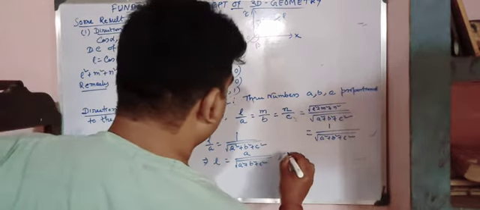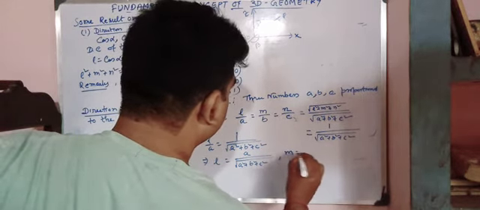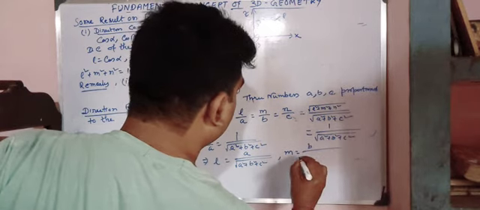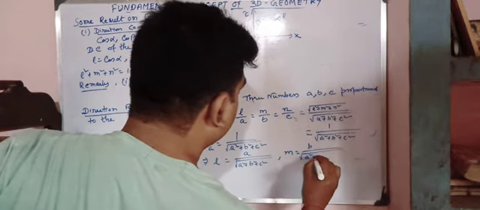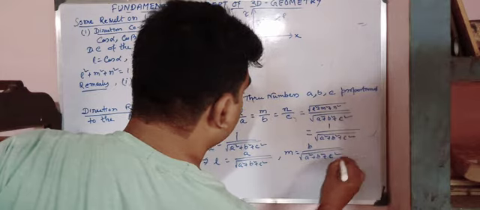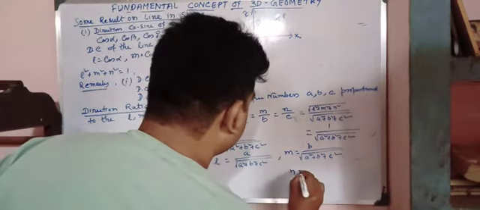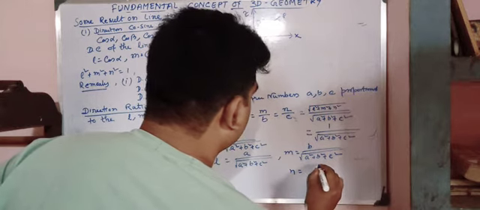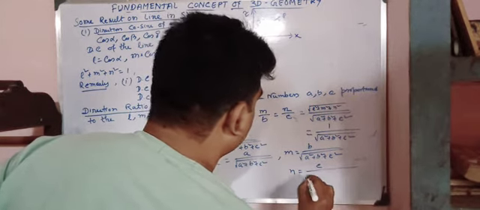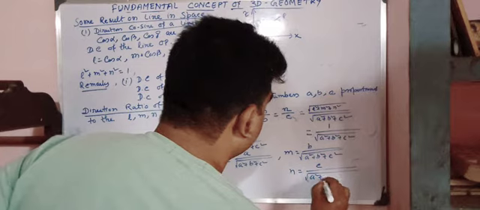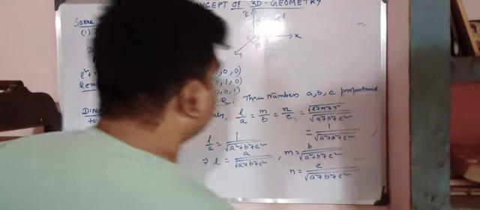Similarly, M is equal to B by root over of A square plus B square plus C square, and N is equal to C by root over of A square plus B square plus C square.